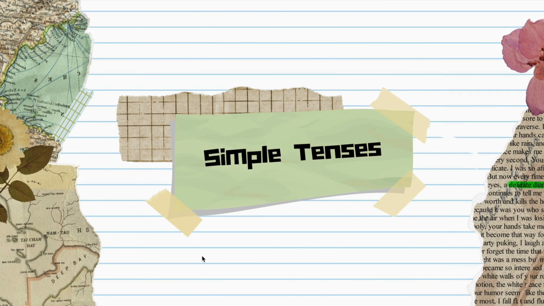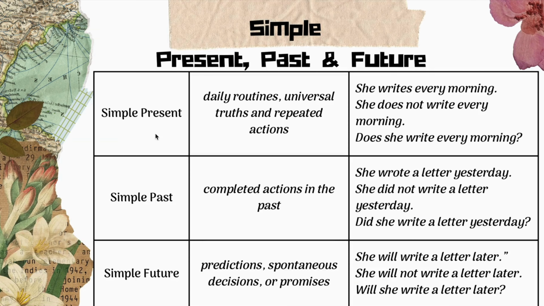Let's begin with the simple tenses. Simple present tense we use to talk about daily routines, universal truths, and repeated actions. Let's see examples for how to write these aspects of tenses in positive, negative, and question formats. She writes every morning. She does not write every morning. Does she write every morning?